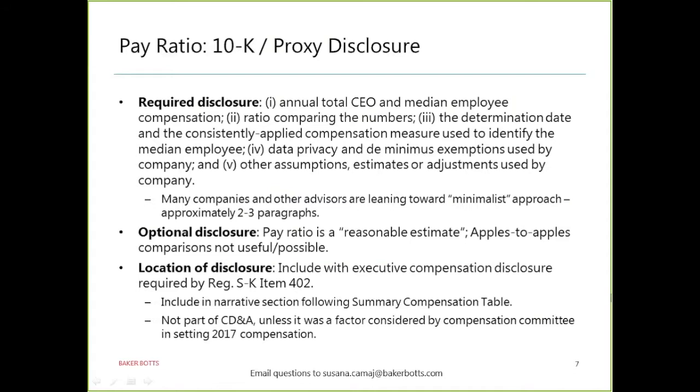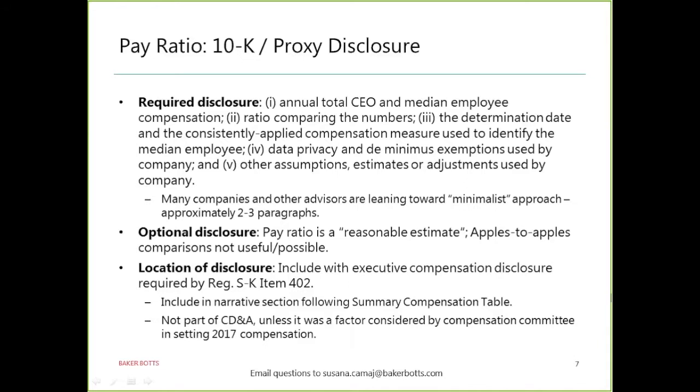So, for example, you could say something along the lines of the ratio of the CEO's total compensation to median employee compensation is 40:1. You could say it that way. Although perhaps not the best way to put it, another way to say it in narrative form would be to say, for example, that the CEO's annual total compensation is 40 times higher than the total compensation of your median employee.